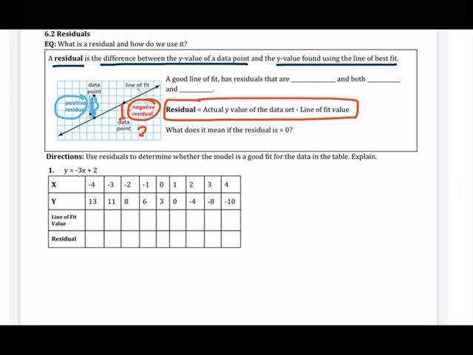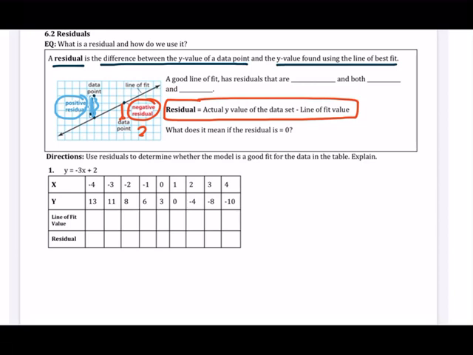What we're going to do in this section is analyze a given data set and a given line of fit, and we're going to decide based on the residuals, which we're going to calculate, is this a good line of fit? So before we can do that, we have to define what we are looking for with these residuals.